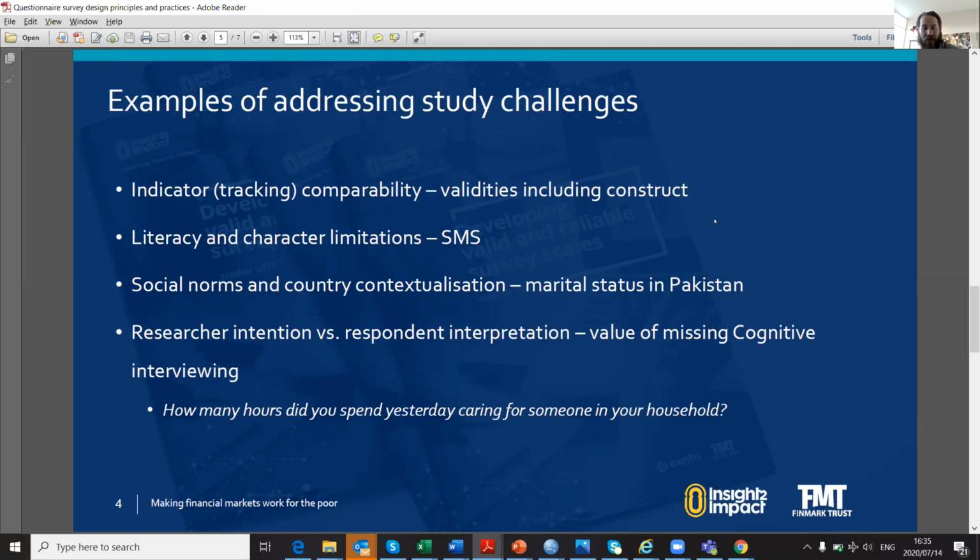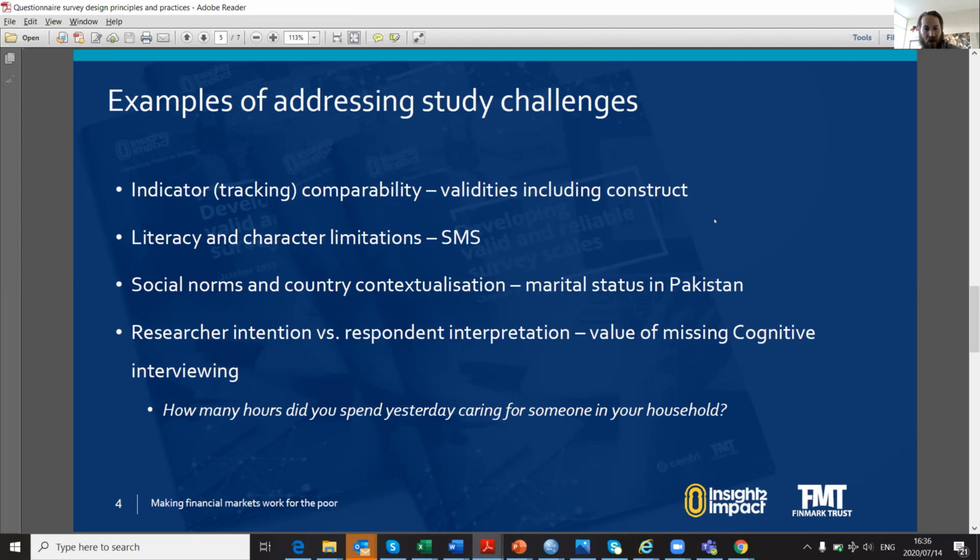The next thing is something that Iska also mentioned, and this is literacy and character limitations. So if you're going to do an SMS survey, the person that is going to respond to your survey needs to be able to read. But of course, it's really important in a country like Pakistan, there are certain languages that are more prevalent than the language of instruction. The language of instruction is Urdu, but when it comes to reading, people are more likely to understand something written in Urdu than something written in Parsi, for instance.